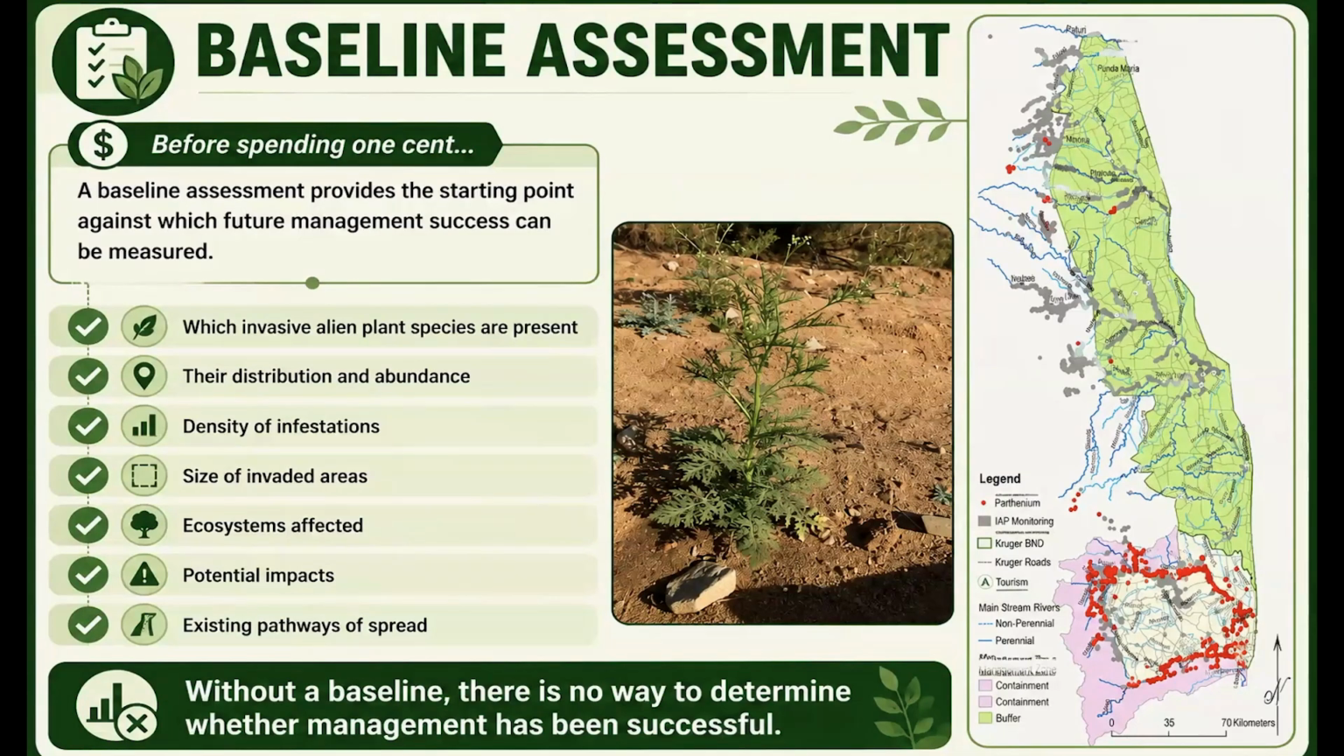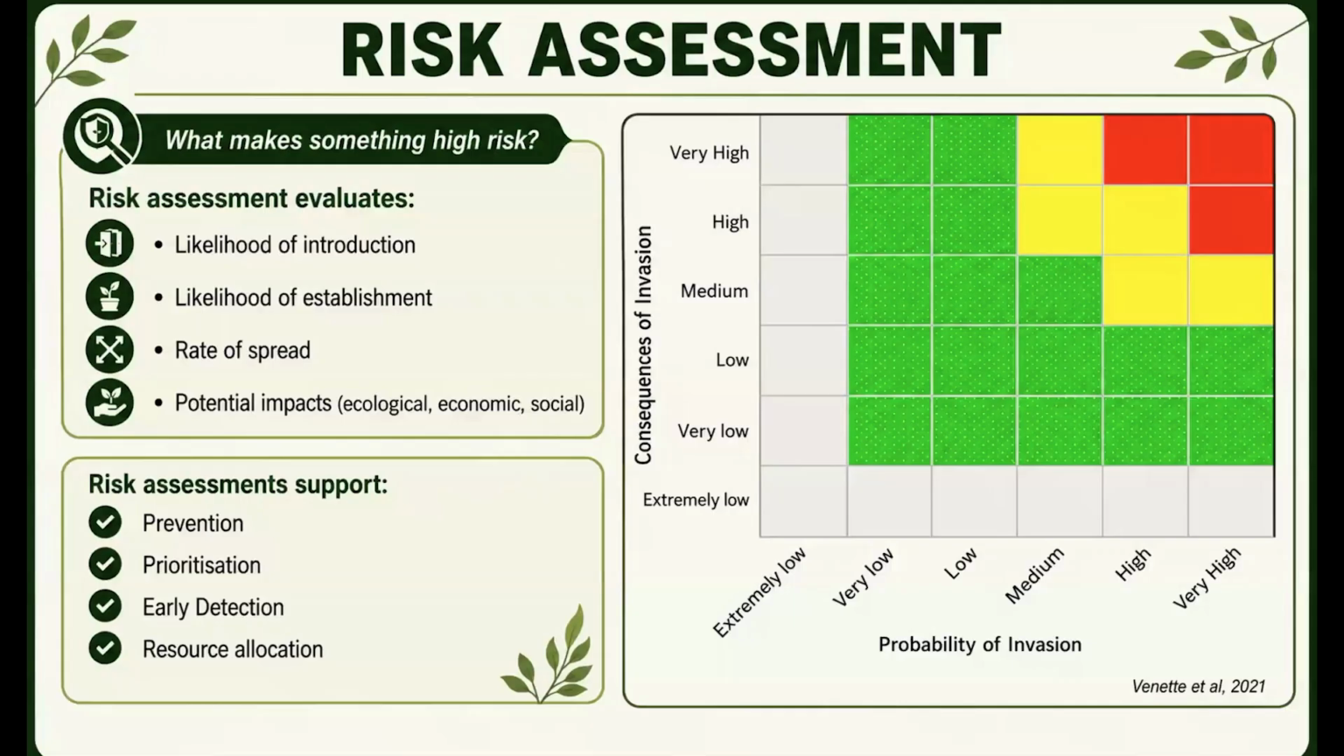So a baseline assessment provides the starting point against which future management decisions can be measured. It can look at things like which species are present in that particular area, the distribution, density, the area that is invaded. You look at ecosystems that are affected and also existing pathways. Now I'm going to bring in another concept, risk assessment.